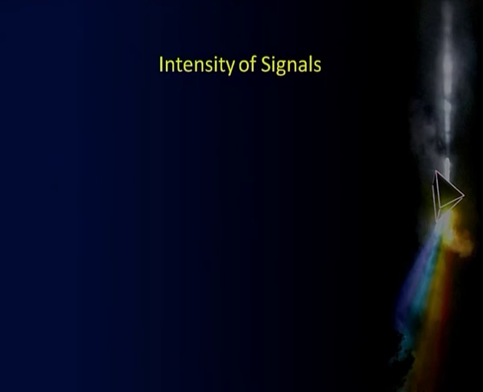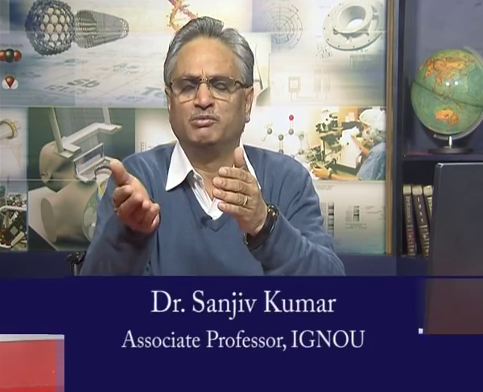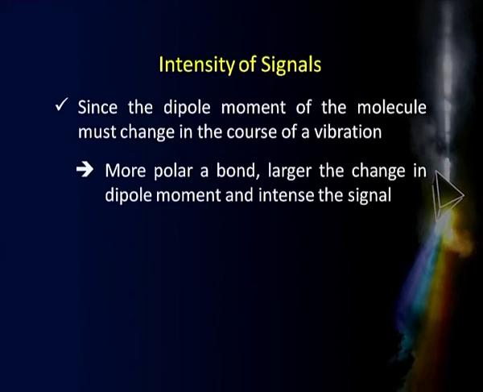You remember that for any molecule to show an IR activity, we find that in the course of a vibration, the dipole moment of the molecule must change. That is a kind of prerequisite we have. If any molecular vibration is not accompanied by a change in dipole moment, that will not be observed in the IR spectrum. Now, if a bond happens to be highly polar, if the polarity of the bond is more, then if that bond vibrates, the change in dipole moment will be more. As a consequence, the signal will be intense. So, that is a kind of thumb rule we have.